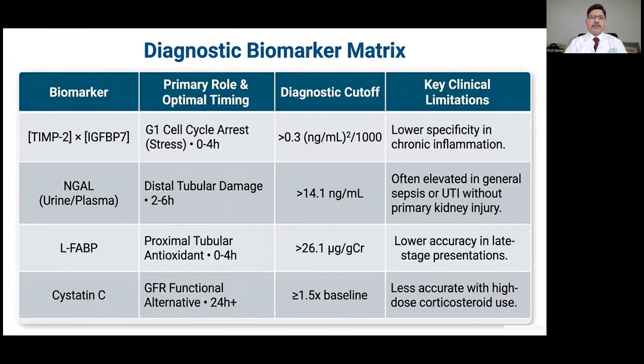Now, the diagnostic matrix. TIMP2 IGFBP7, G1 cell cycle arrest, diagnostic cutoff more than 0.3, limitation: lower specificity in chronic inflammation. NGAL, distal tubular damage, cutoff more than 0.1, often elevated in general sepsis or UTI. LFABP, proximal tubular antioxidant, lower accuracy in late stage presentation. Cystatin C, GFR functional alternative, cutoff more than 1.5 times 60, less accurate with high dose corticosteroids. These are some of the limitations of these tests.